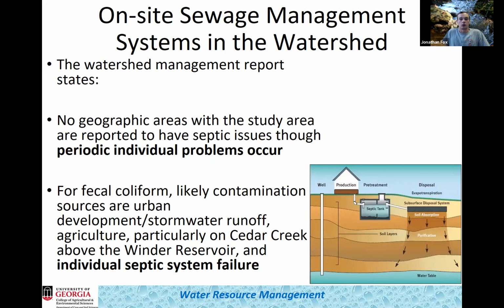On-site sewage management systems, the septic tanks in this watershed. The report states that while the geographic areas are great, really good soils in this area for using septic tanks, periodic individual problems do occur. And that is expected. However, the most likely sources of contamination will be from sewers or agricultural runoff, stormwater runoff, wastewater treatment plants, and sometimes individual septic system failure. So that last part's really what we're interested in for this study.